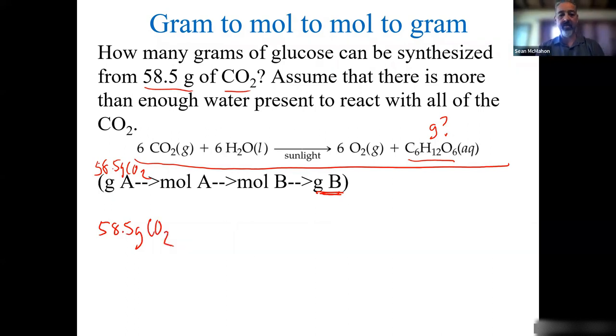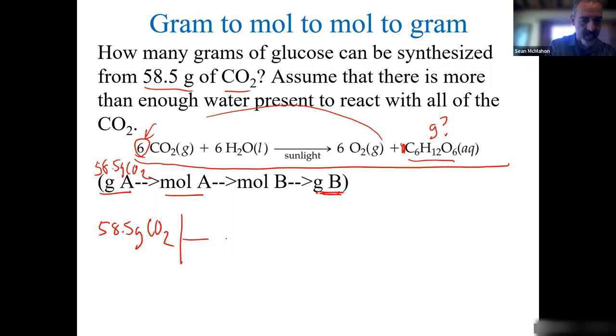Right? But grams of CO2 doesn't equal grams of glucose. But what I can do is say, well, when I produce 1 mole of glucose, I need 6 moles of CO2. So I know that I have a 1 to 6 mole ratio. So what I can do is convert the grams of CO2 to moles, to get to that mole ratio. That's what the balanced equation does for me. That's the centerpiece of stoichiometry.